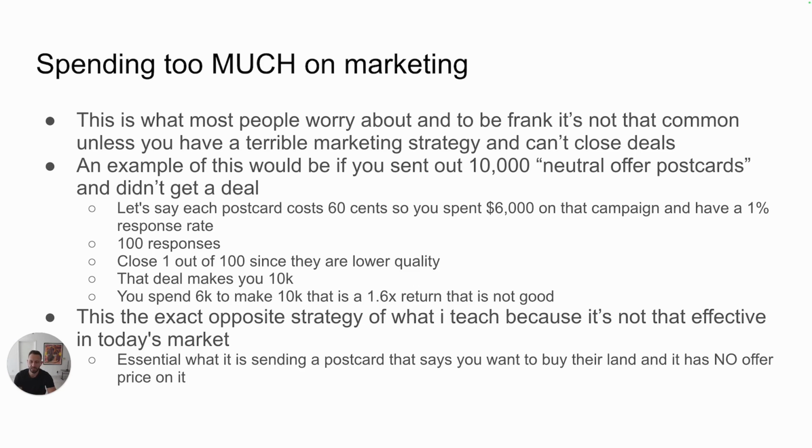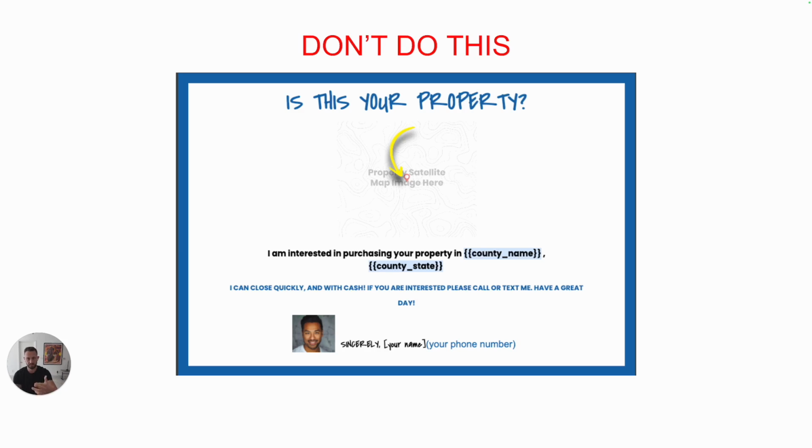Now, essentially, what this is, a neutral offer postcard, it's literally sending a postcard. Maybe you've gotten those postcards in the mail before if you own land or have any other assets that says, hey, I want to buy your land, but it has no offer. Okay, this is an example, right? Is this your property? And then they would put the image of the property. I'm interested in purchasing it, right? And then you put your phone number. It's a horrible strategy to use today. Let me explain why. Do not do this.